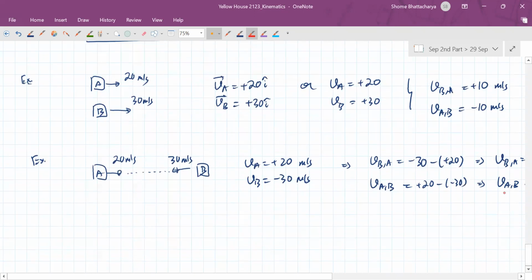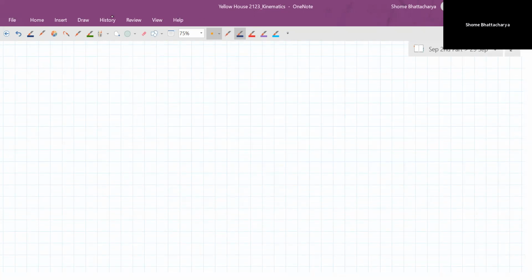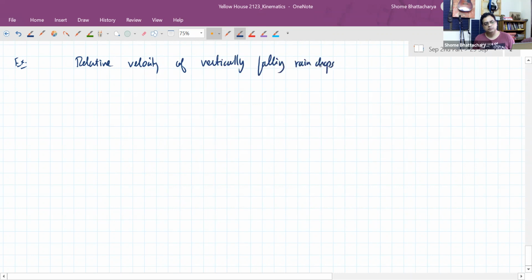Okay, so now let's see a two-dimensional example. For the two-dimensional example, we'll take the case we were discussing earlier about the relative motion of rain with respect to a moving car. Relative velocity of vertically falling rain, as observed from a moving frame.